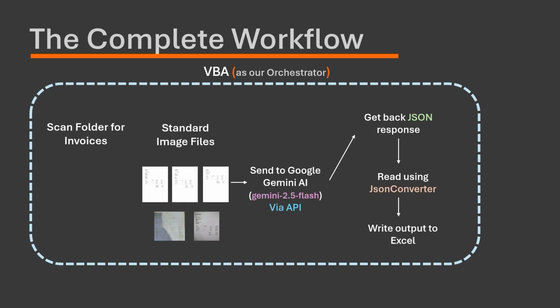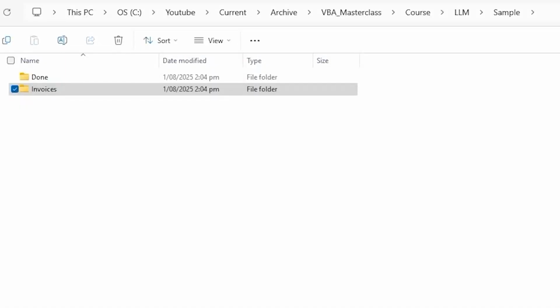And with the clean data now understood by VBA, the final steps are simple. We'll write it to Excel. The script will populate a new row in our invoices worksheet with the extracted data. So in short, VBA finds a file, uses GoScript if needed to create a standard image, sends it to the Gemini AI for intelligent analysis, uses JSON converter to translate the response, and writes the final clean data directly into Excel.